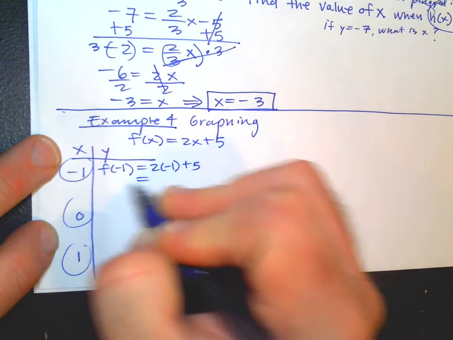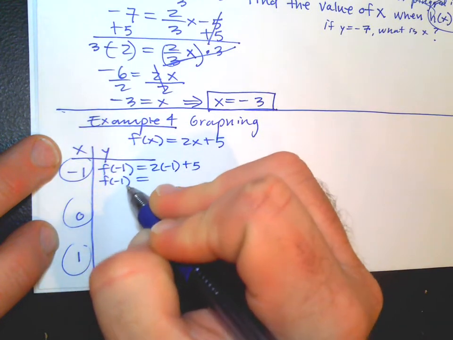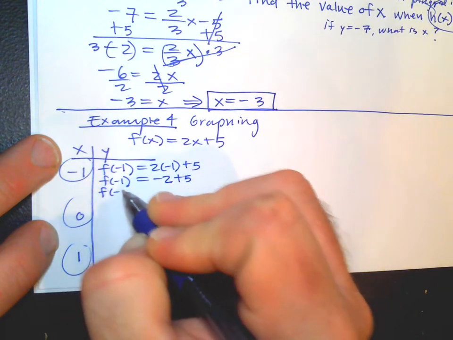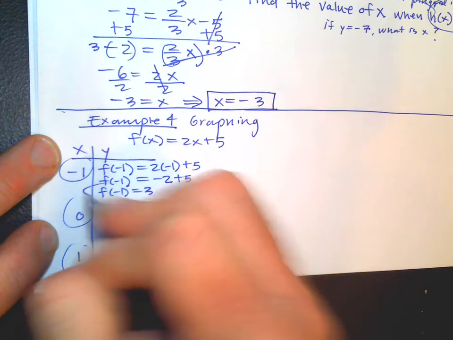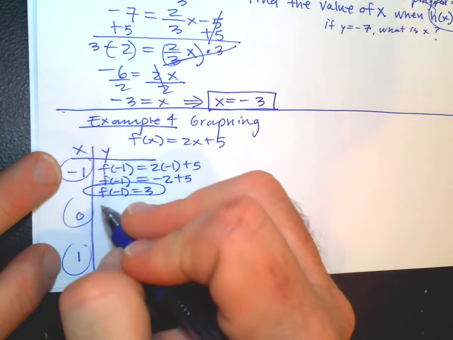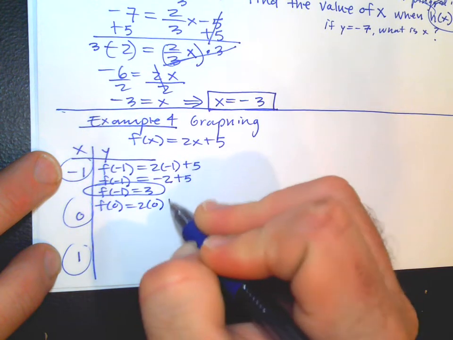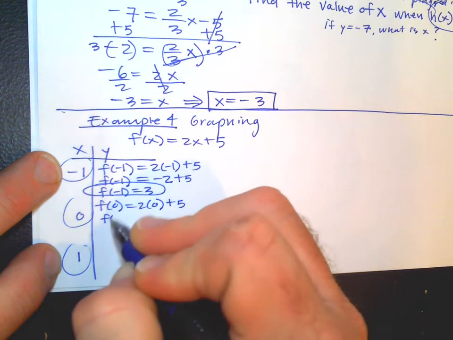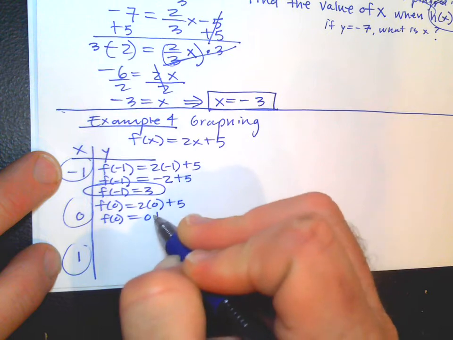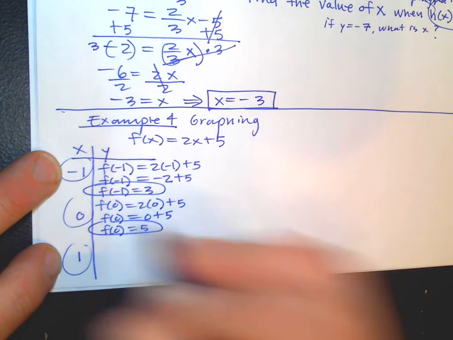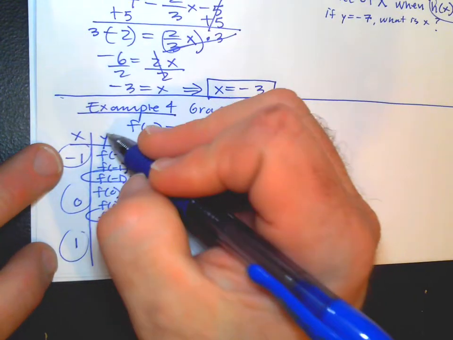We get that. Order of operations. So there we go, we get that. And I'm going to do f of 0. So I want to see this work. 2 times 0 is 0. 0 plus 5 is 5. So these are the y values right here.